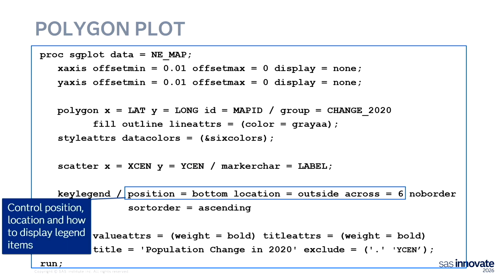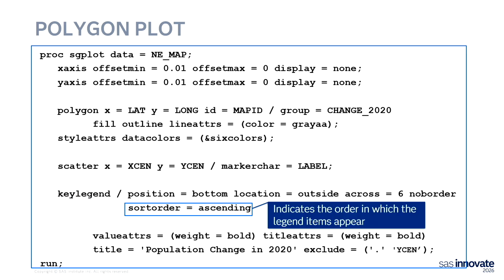And then the keylegend controls the legend, allowing you to position, format, and title the legend. And again, you'll find a lot of these attribute statements in any SG procedure, and it's just very uniform. So sortorder specifies the order of the legend items, the order that they will appear in. Without this, the order would be based on the order of the first plot statement, or if the data is grouped, as is the case with the polygon, then it is based on the data order.